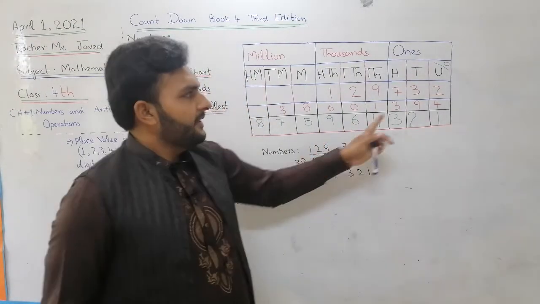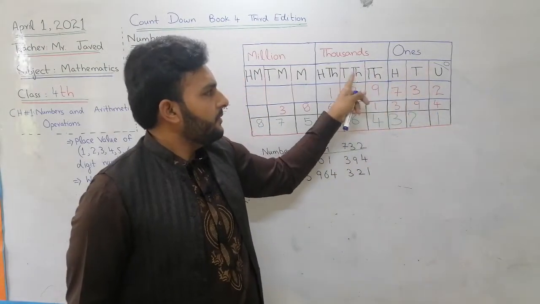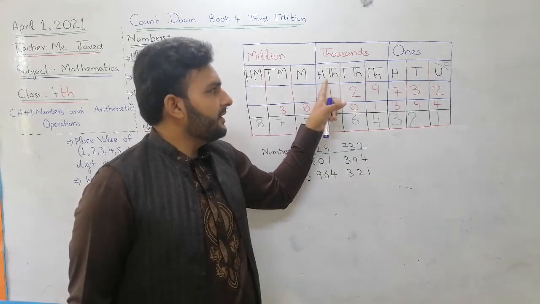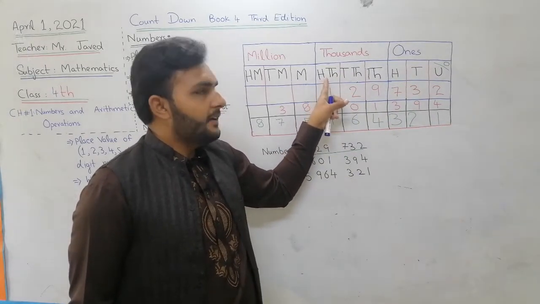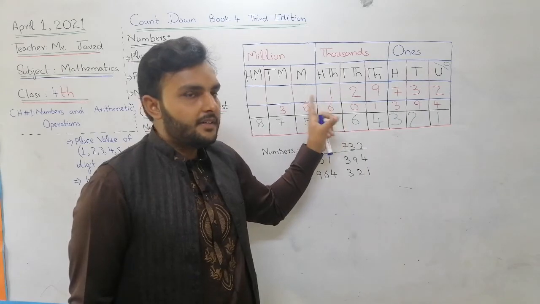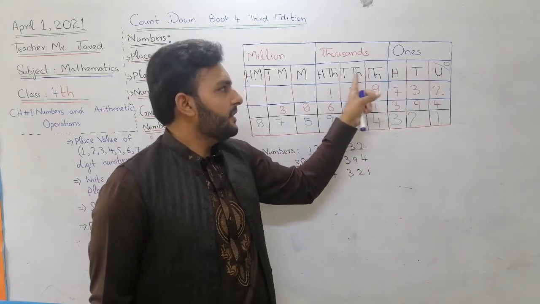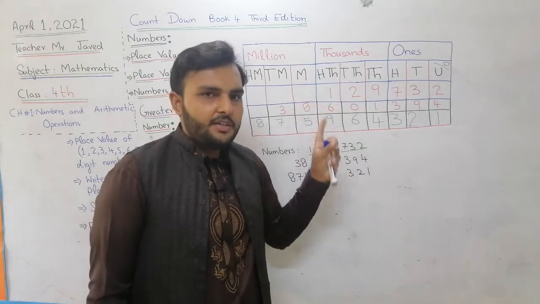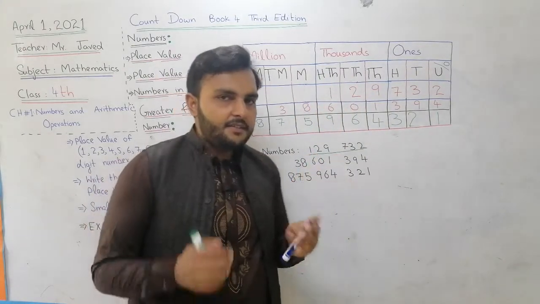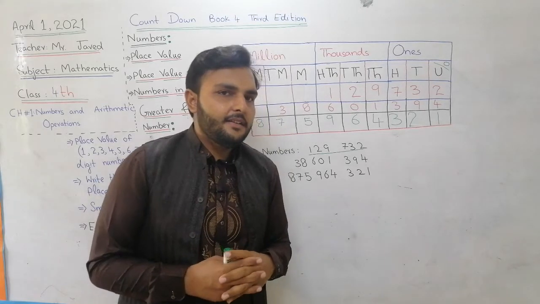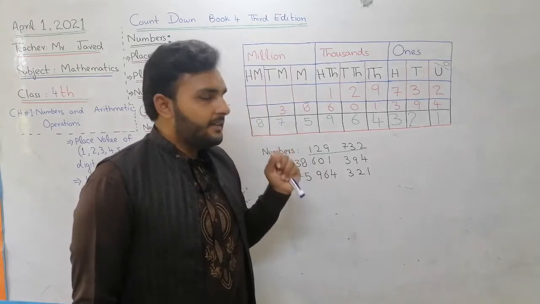So let me see this: 1, 2, 3, 4, 5, 6. This will be the greatest value of 100,000. Unit, 10, 100, 1,000, 10,000, 100,000. So if I have a 6 digit number, then its greatest place value will be 100,000.